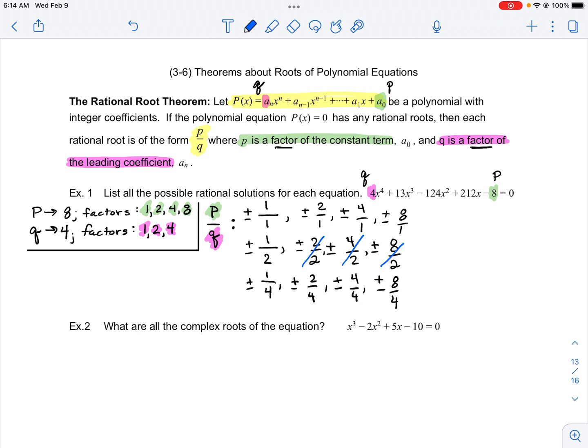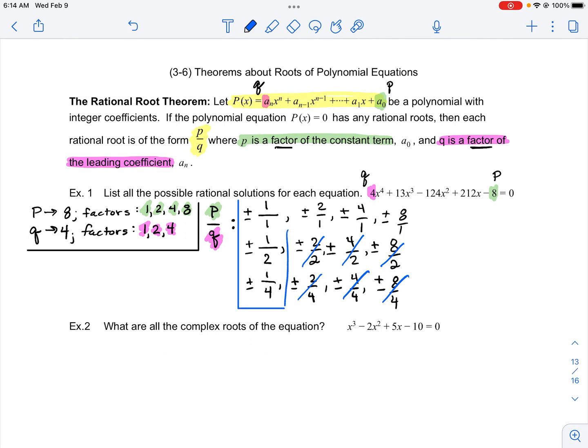The 1/4 is new, so we keep that. 2/4, that's the same thing as the 1/2 that we had as the first term in the second row. 4/4, that's a repeat of 1. And 8/4, that's a repeat of 2. So we narrow it down then to this group of values.